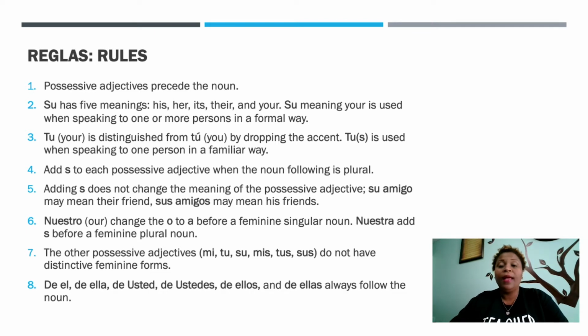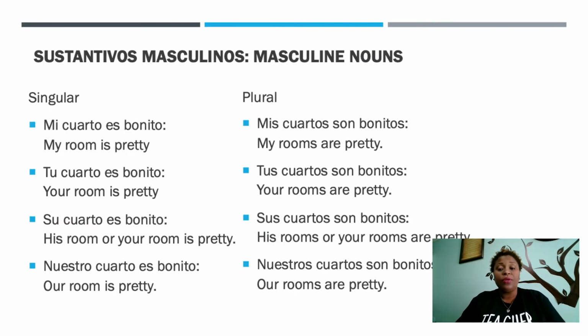Okay? And number 8, de él, de ella, de usted, de ustedes, de ellos, and de ellas always follows the noun. Okay, and you will see that now when we begin. Okay, let's move on to the next slide. So here we will be discussing the masculine nouns.